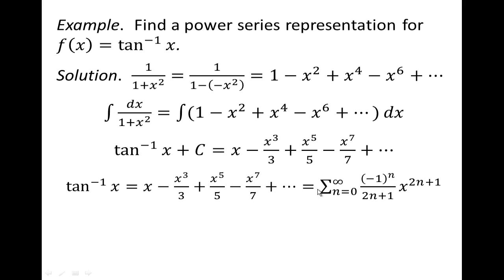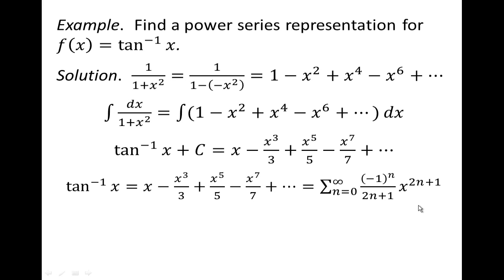Which, if we want to be fancy and write it in summation notation, notice our signs alternate. We start with a positive, so we're going to end up with negative 1 to the nth in the numerator. Our denominators are the odd numbers, 1, 3, 5, 7. If n is 0, 2n plus 1 is going to be 1. If n is 1, 2n plus 1 is 3. If n is 2, 2n plus 1 is 5, and so forth. And so we get exactly the denominators we want. Our exponent matches our denominators.